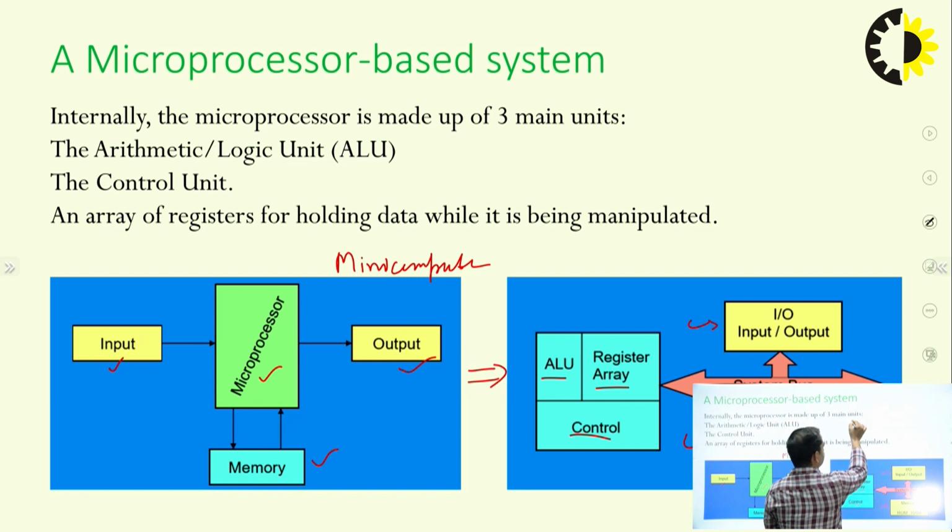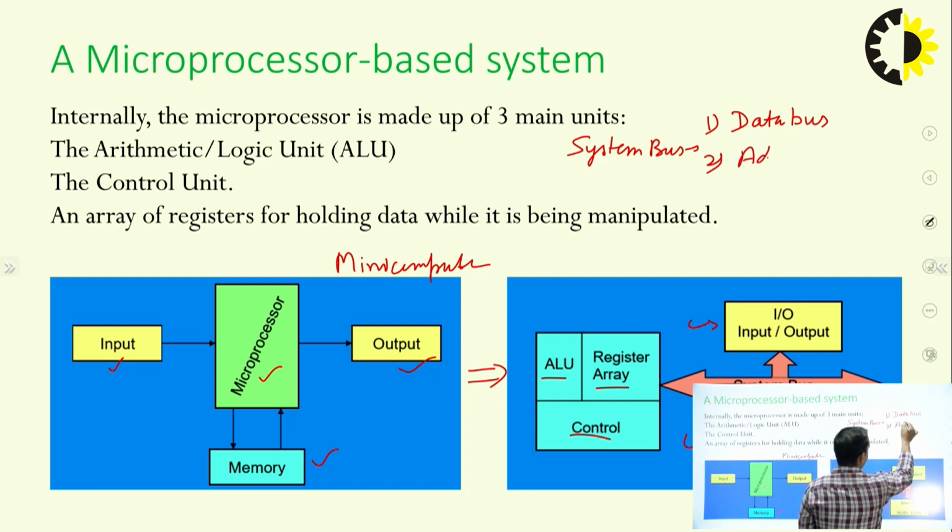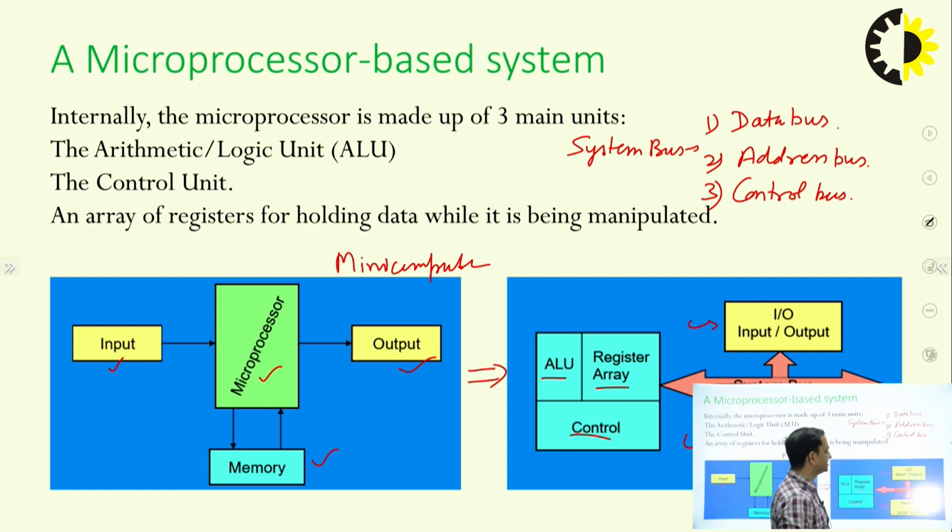So here the system bus is nothing but the combination of: first, the data bus; second, your address bus; and the third one is the control bus. Okay, so the combination of these 3 buses is called the system bus, where the system bus is used for transferring information in between the computers.